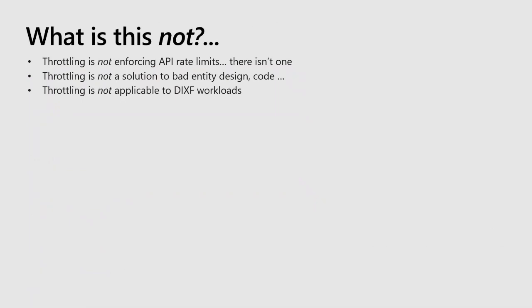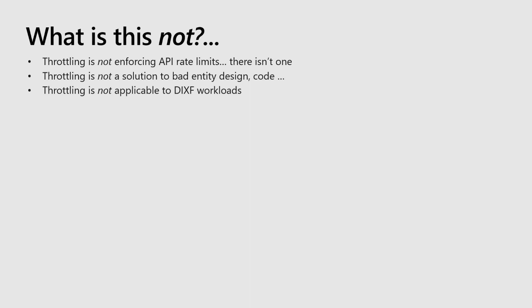So equally important for us to understand is what throttling is not. I think the first and foremost thing to understand is that throttling is not enforcing any API rate limits. Throttling is not here to say that you are sending 100 requests per hour or 100 requests per minute, and you cannot do that anymore. That is not the objective of throttling. That is not the intent of throttling.